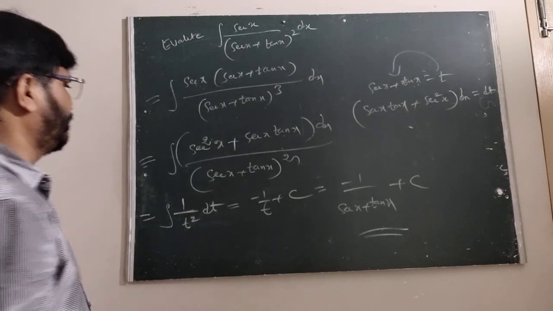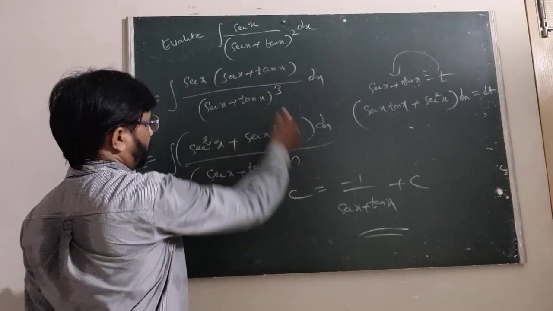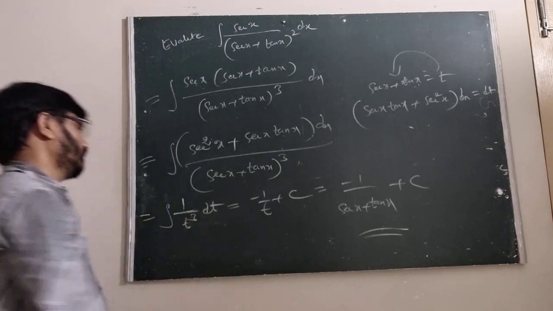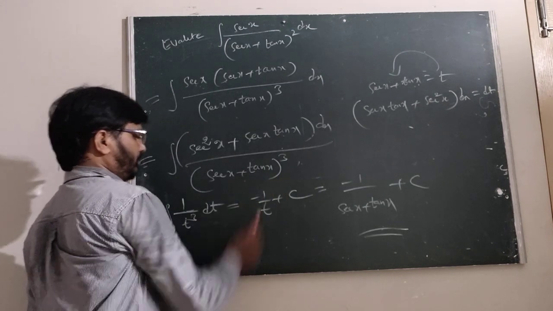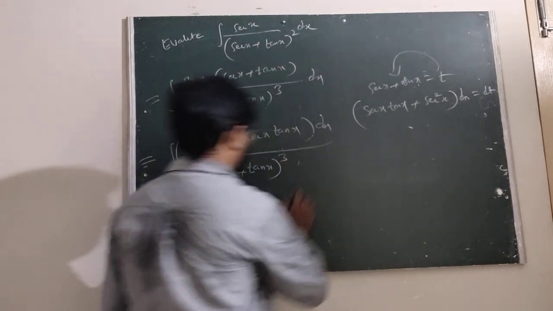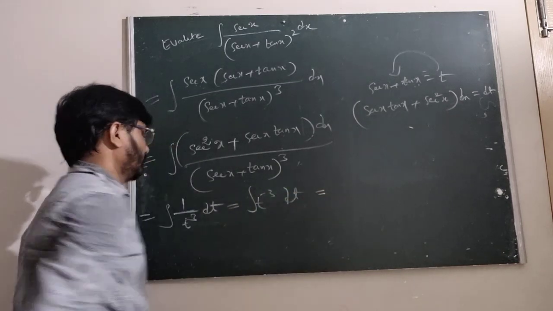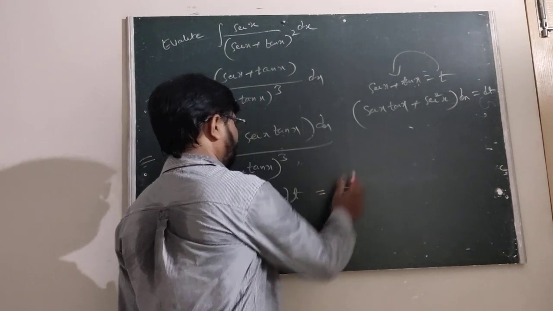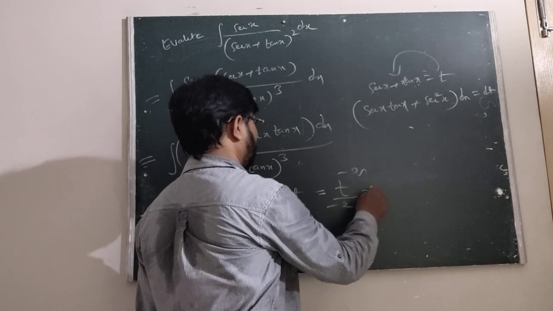Just once again, a small mistake is there. Here you can write secant x plus tan x whole cube. Therefore, the integral of 1 by t cube is t power minus 3 dt. We know that t power minus 3 plus 1 is minus 2, so minus 2 by minus 2 plus c.